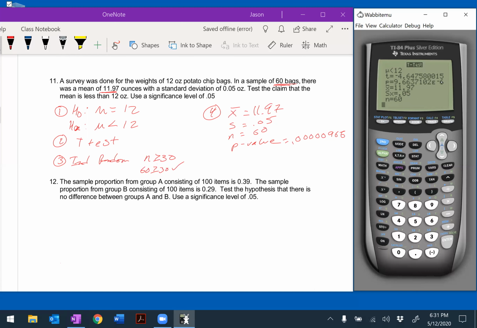Okay, that does tell me that they're ripping us off. So evidence suggests I am ripped off. I'm not getting as many chips as they're claiming, because I would reject the null and I would accept the alternative.